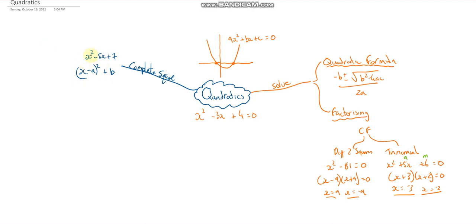You're just rewriting this, you're not changing the equation, so actually you can multiply this bracket out at the end and you should get the same answer. And this is all about taking information you've got and putting it into a nicer form.